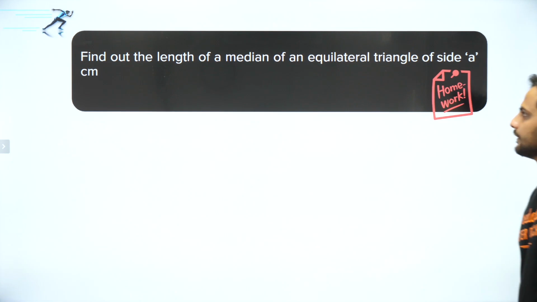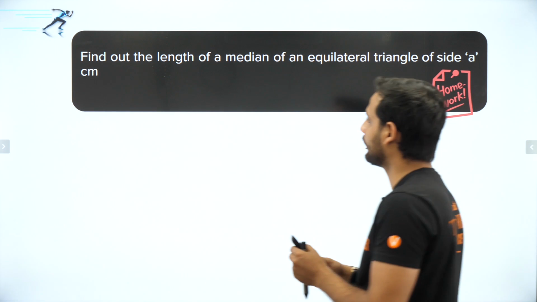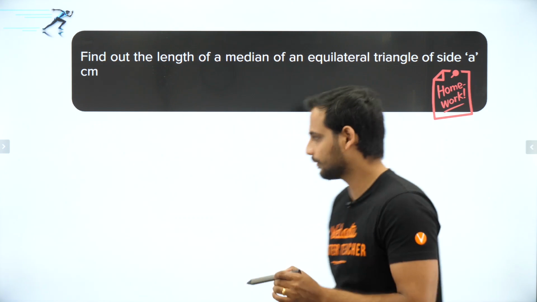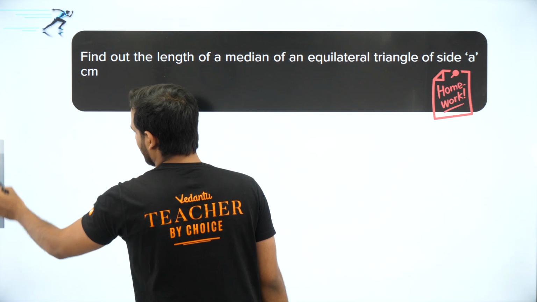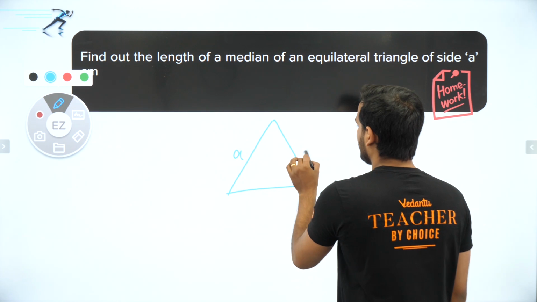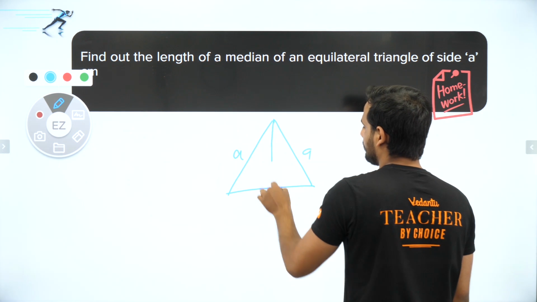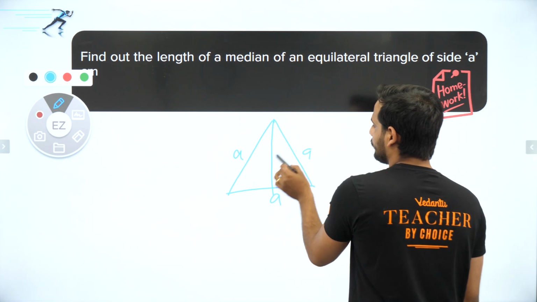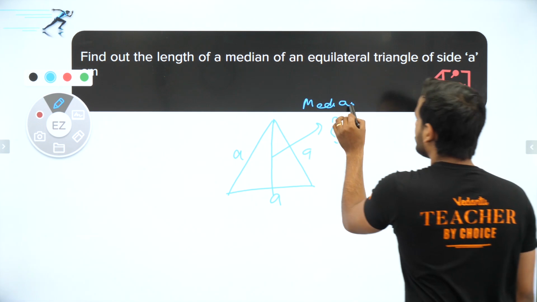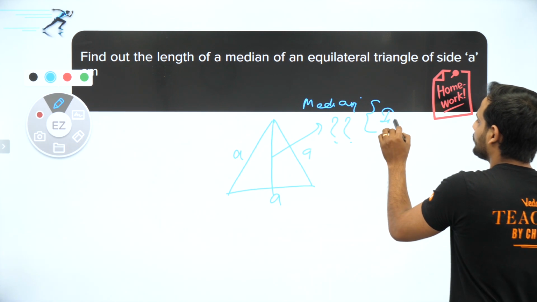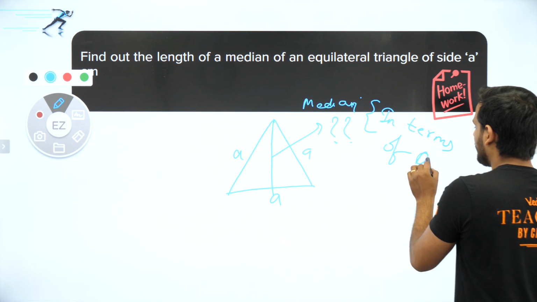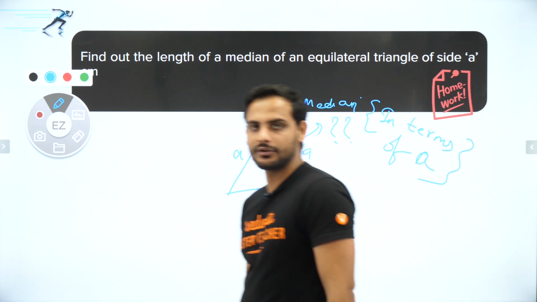Chalo, let's move ahead. The next question is your homework. Find the length of a median of an equilateral triangle of side a centimeter. So what is the question? You have been given an equilateral triangle whose side is a, and if I draw a median here, what will be the length of this median? You will get this median length in terms of a. You won't be getting a number, in terms of a you will be getting.